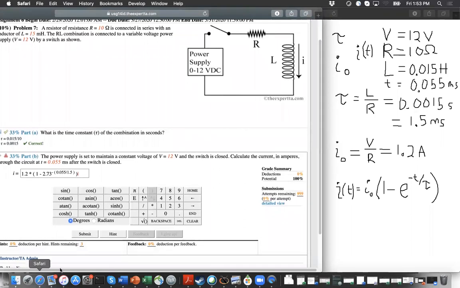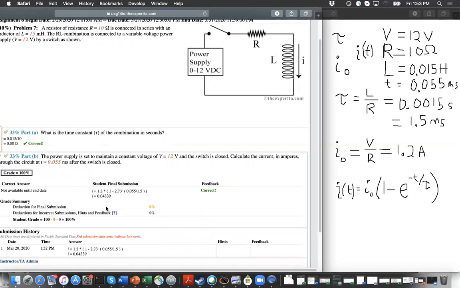And so we can submit that and see if we get the right answer. We did, yay. Now notice this, at this time, the current is 0.04 amps. So this is a short time compared to this. So the current hasn't had time to get going very much at this time. It takes several milliseconds for the current to change. And that's what this problem is showing.